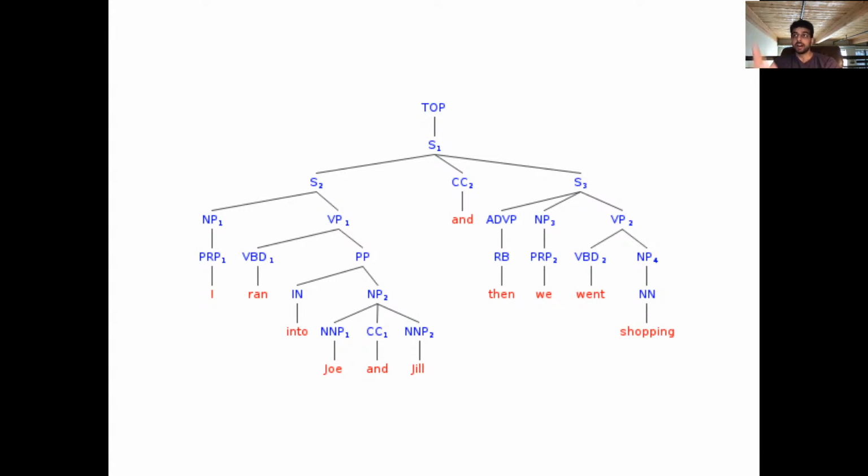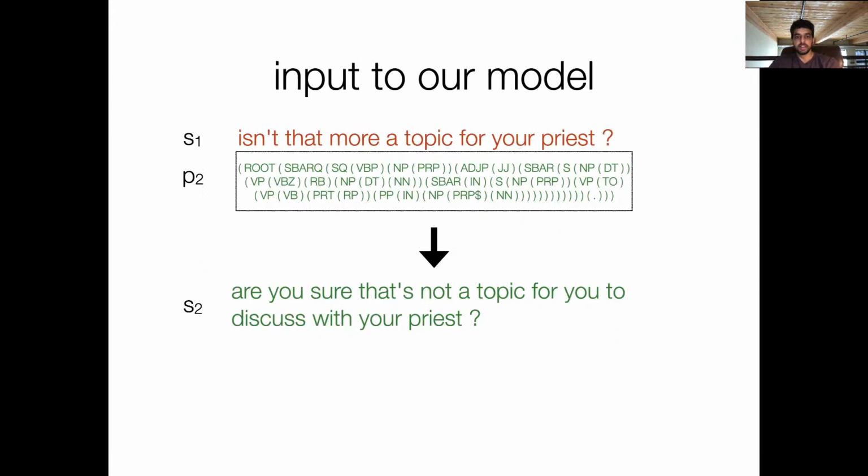And I can use the output of the parser, like all of these little labels here, and the structure, as a form of supervision to tell my paraphrase model that I want to generate a paraphrase with this specific tree structure. That's essentially the intuition here. So if I give it, "Isn't that more a topic for your priest?" and then I give it the syntactic parse of the second sentence, you can imagine that this model is a little more constrained because it has this syntactic input, and it's more likely to generate this sentence.